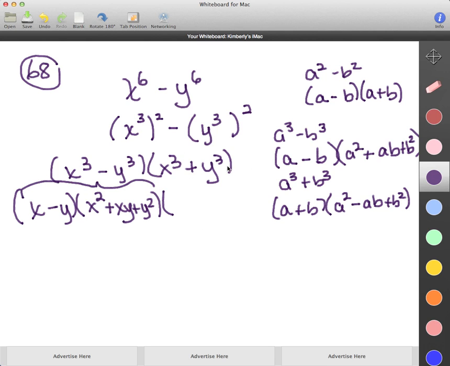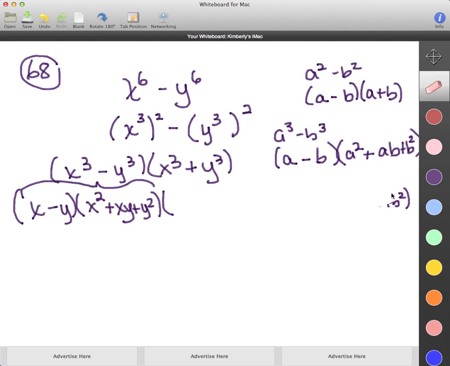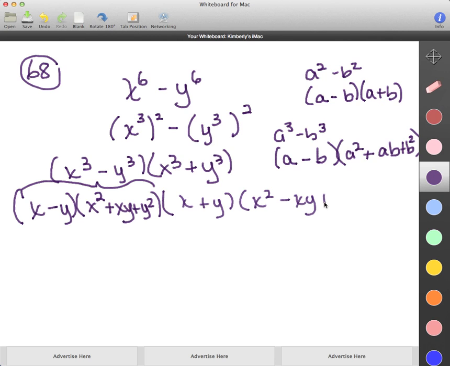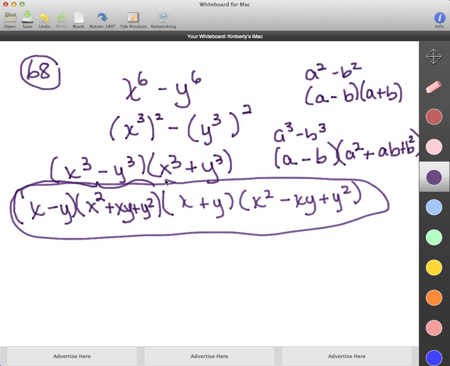And then we have to factor this second sum of cubes. And so that would be x plus y times x squared minus xy plus y squared. And this trinomial is always one that can't be factored further. So this would be the answer in fully factored form.